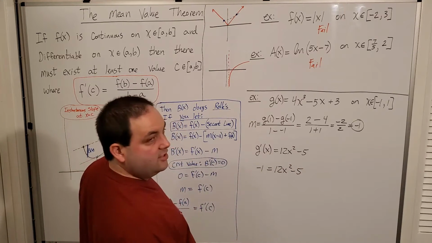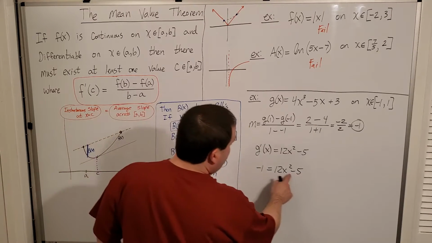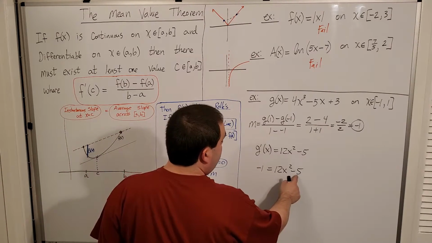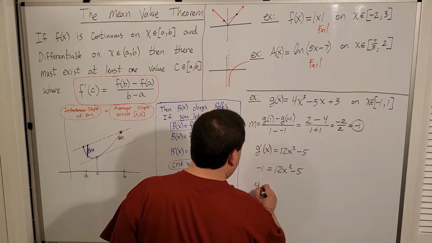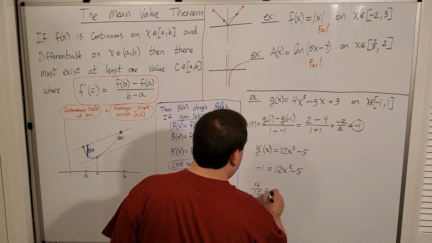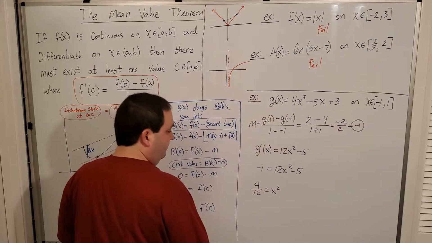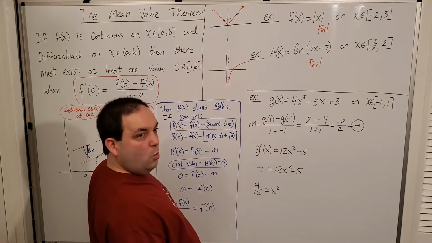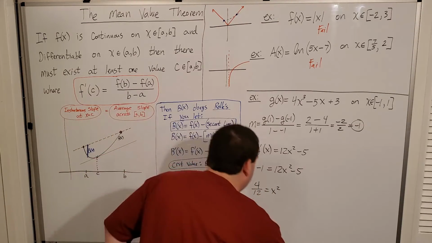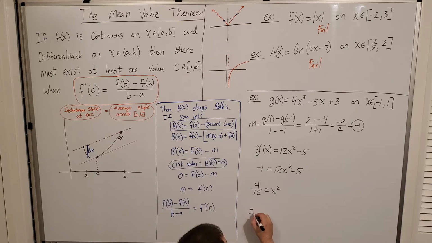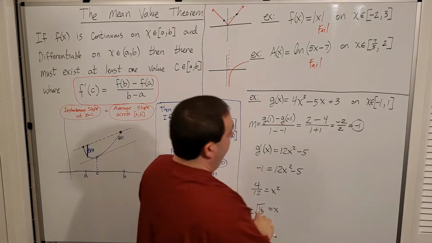All right, and then I just need to solve this equation. I'm going to add the 5 and divide by the 12. Adding 5 gives me 4, divided by 12 is equal to x squared. 4 over 12 reduces to 1/3, and then I can take a square root. So at both plus and minus square root of 1/3, I have an x value.